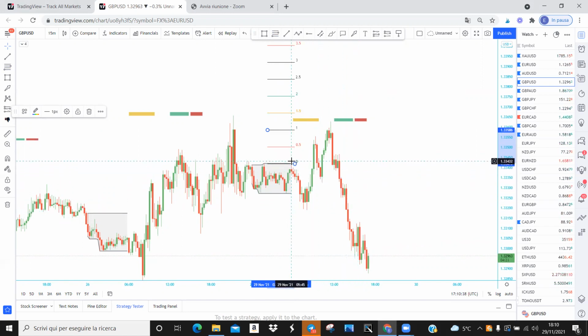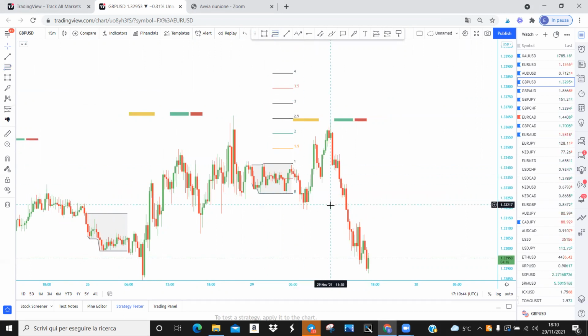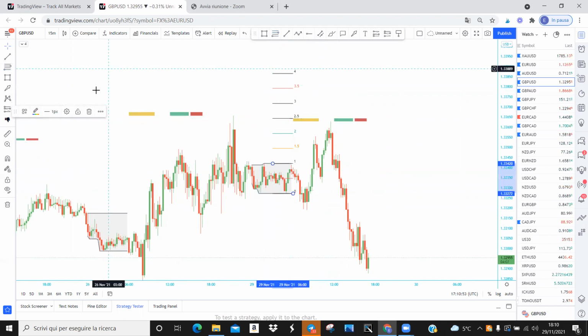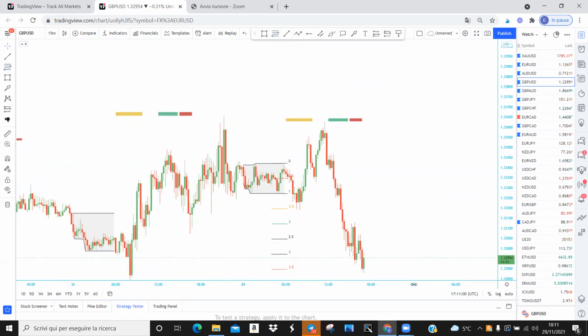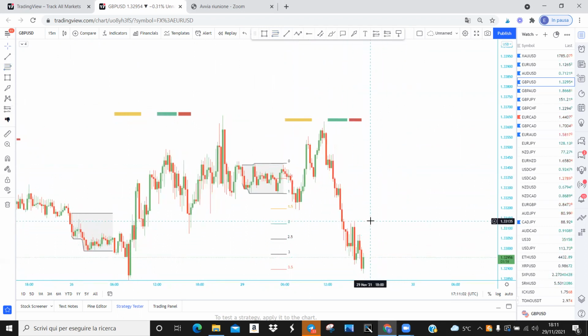And then you have the projections. Now, how to draw them? You just draw them from the high to the low of the Asian range. Now, which way though? Which way do you need to draw them? In this case, we have the projections to the upside. Of course, you can also draw them to the downside, so the opposite way. But it all comes down to where you are trading. If you are bullish, if you are bearish, if you're looking for buys, if you're looking for sells, where supply is, where demand is, and so on.